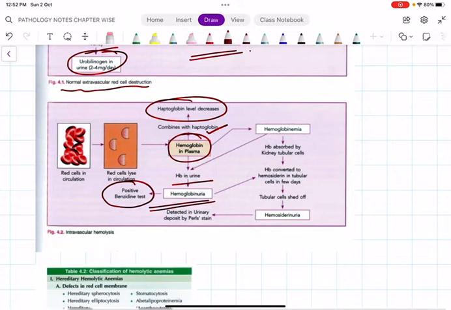This question has been asked a few years back in JIPMER. What is the test for hemoglobin? I think you have already learned in biochemistry. It is the benzidine test. Then hemoglobin will be absorbed by the kidney tubular cells, and it will be converted to hemosiderin by the tubular cells over a few days. The tubular cells will shed off, which will lead to hemosiderinuria, which can be detected by Perls' Prussian blue reaction.